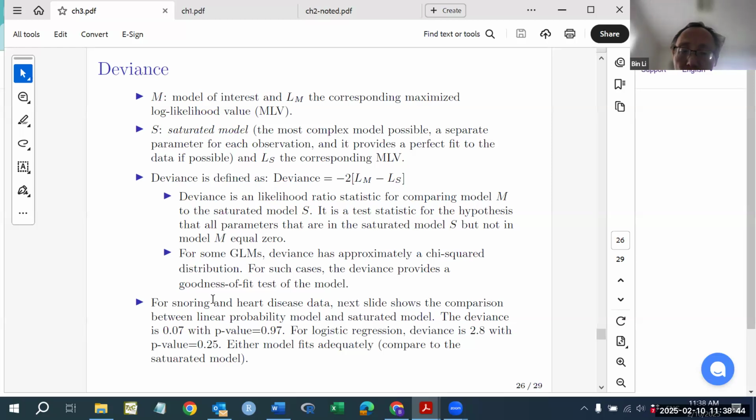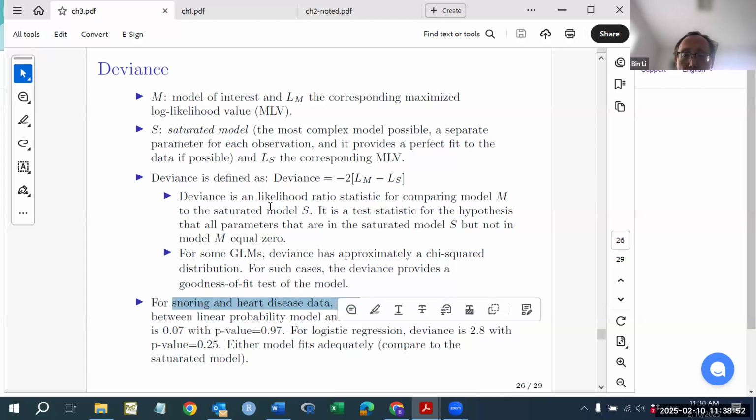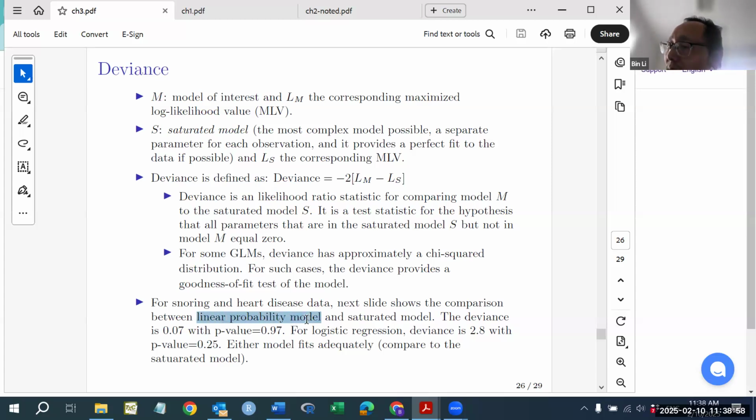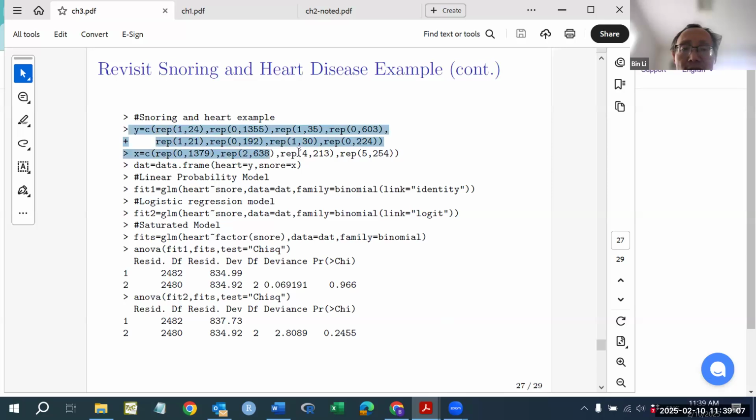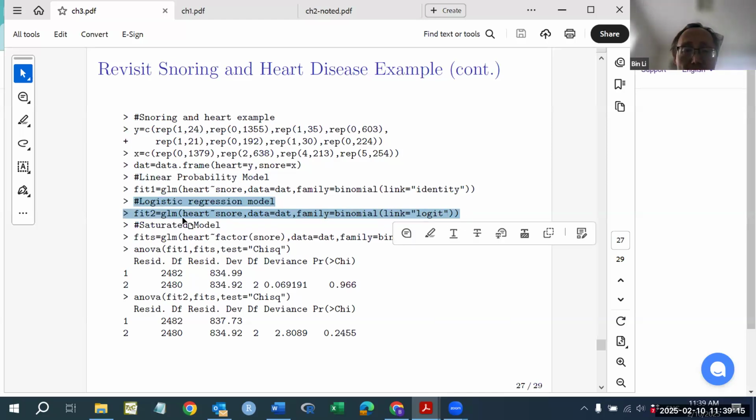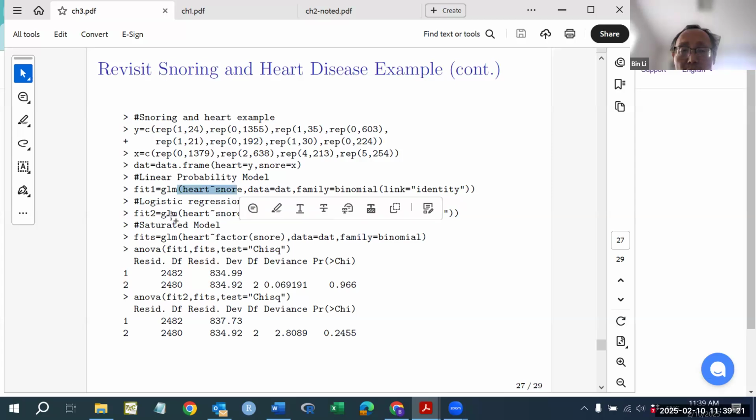Now let's see the snoring and heart disease example. Here we can compare the linear probability model and the saturated model. This is the data set, and we can fit a linear probability model, and we can also fit a logistic regression model. And what is a saturated model?